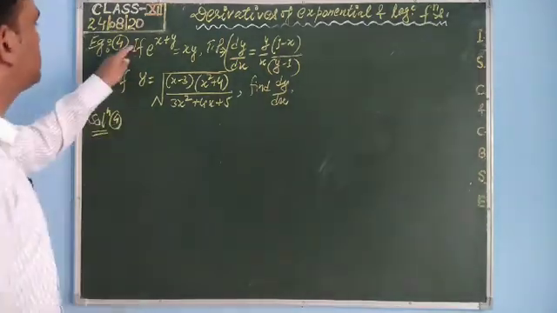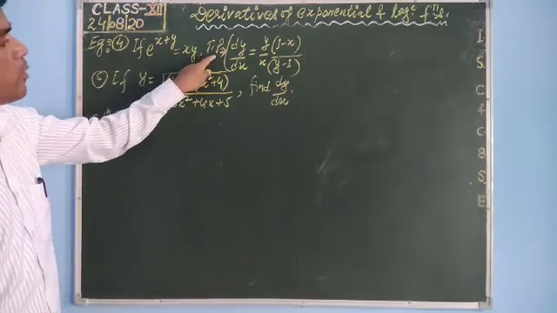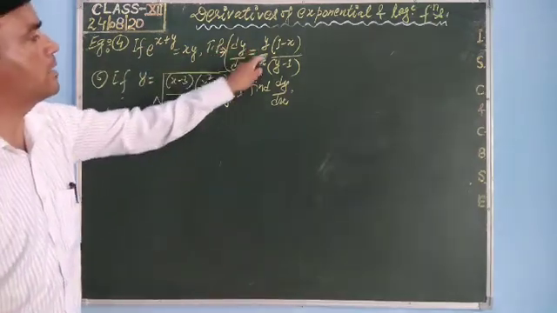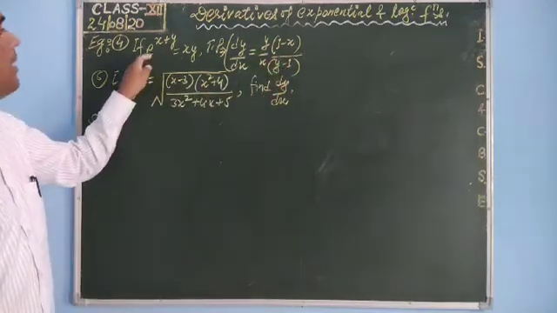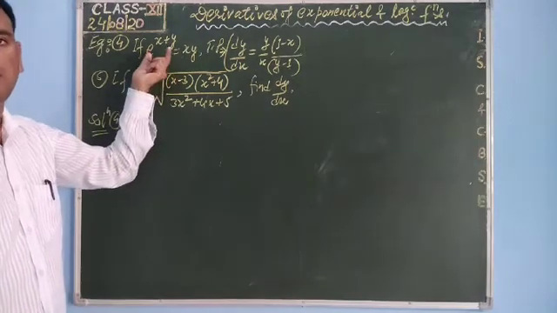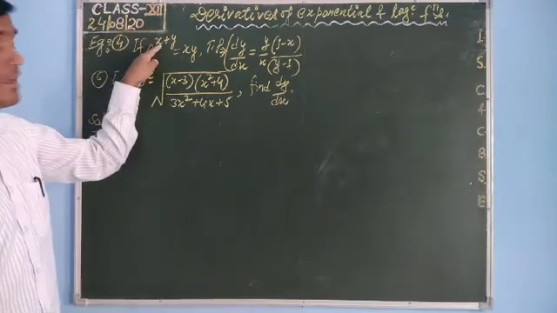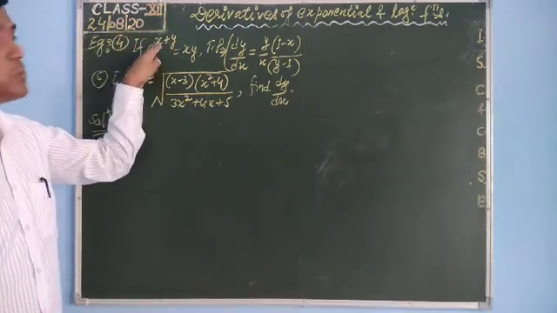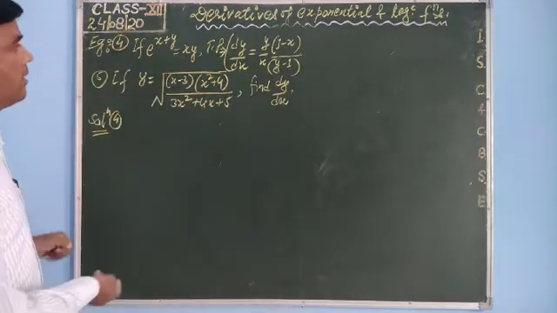See here, the first question is: if e to the power x plus y is equal to xy, then we have to prove dy by dx is equal to y upon x into (1 minus x upon y minus 1). We can differentiate this directly using the normal method, but since an exponent is given, we can apply logarithmic differentiation. So how will we apply that process?